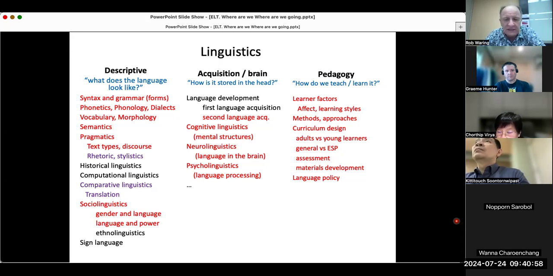So all of these things here are some of the areas we need to have a look at. It's a very, very broad area. So how do we bring ELT into this and get some kind of an idea about where we are and how we are proceeding?